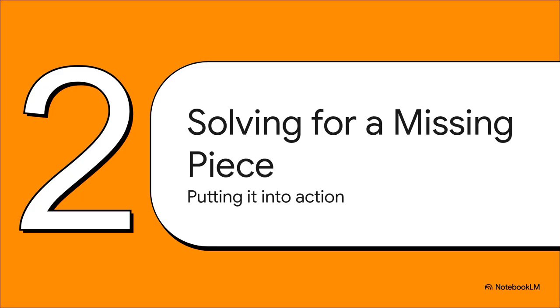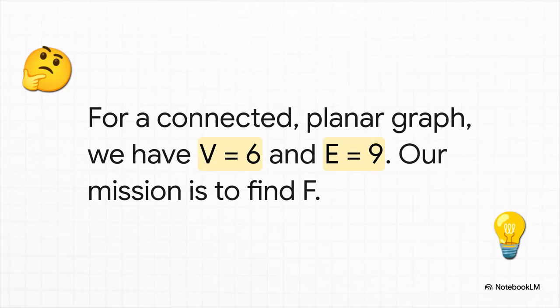All right, now we know the formula, we know the components, and we know the rules. So we are totally ready to go back and crush that problem from the beginning. No more guessing, no more drawing. We're going to let the math do all the heavy lifting for us. So here it is again. We're assuming we have a graph that's both connected and planar. We know for a fact it has 6 vertices, so V is 6, and it has 9 edges, so E is 9. The piece of the puzzle we're hunting for is F, the number of faces.